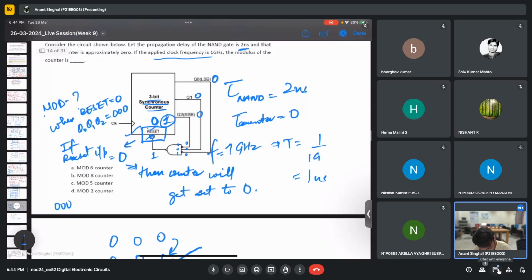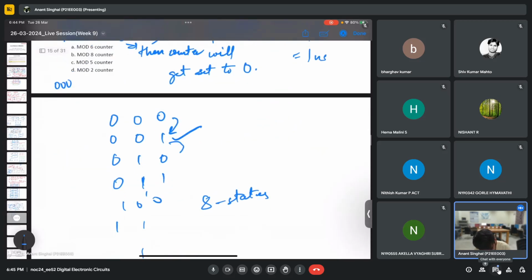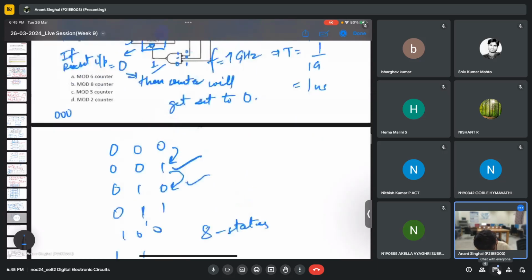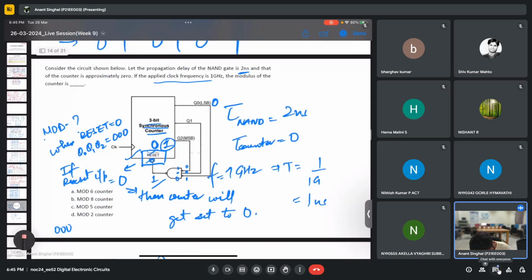So now I'll check for 001. So it is 001 now. So this will become 100. Again the output will become 1. So it will go from 001 to 010. I hope these steps are clear. So now it is 010. So sorry, this is 0. So what happens now? This has become 111. Okay, so now it has become 111.